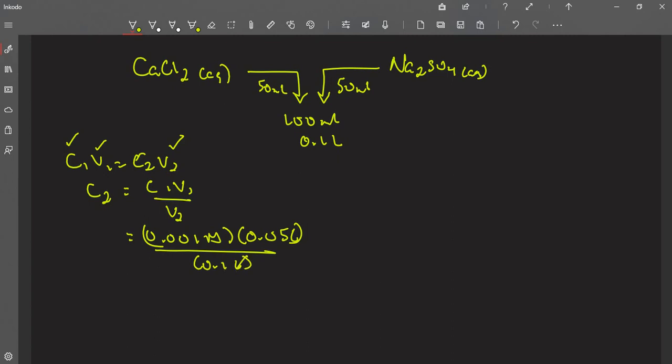Okay, notice liters cancels out as they should. Do a little bit of math in your calculator and you get, there you go. That's the concentration of calcium chloride. Let's do the same thing for sodium sulfate.